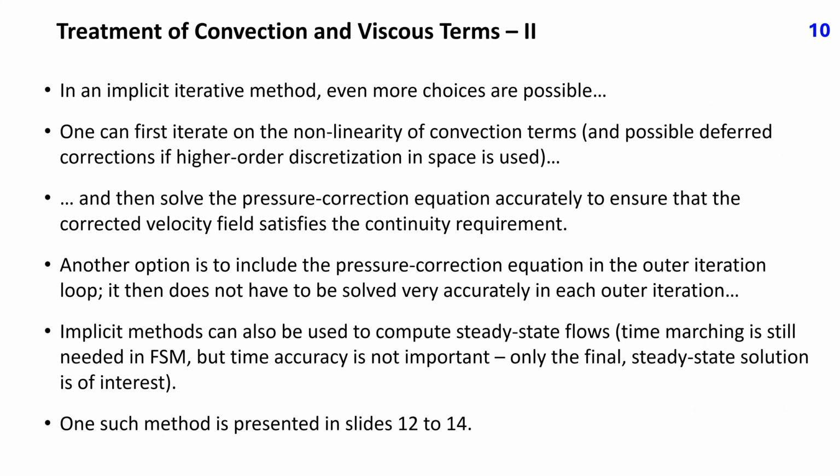In an implicit iterative method, even more choices are possible. One can first iterate on the nonlinearity of convection terms and possible deferred corrections if high-order discretization in space is used, and then solve the pressure correction equation accurately to ensure that the corrected velocity field satisfies the continuity requirement. Another option is to include the pressure correction equation in the outer iteration loop within a time step. It then does not have to be solved very accurately in each outer iteration, and the splitting error described in slide 8 is eliminated through iterations.